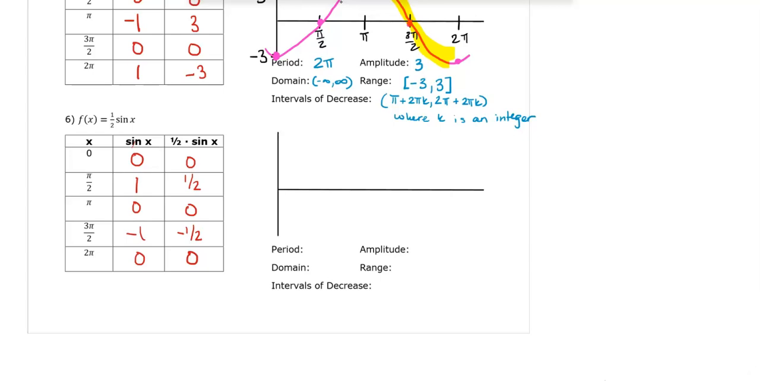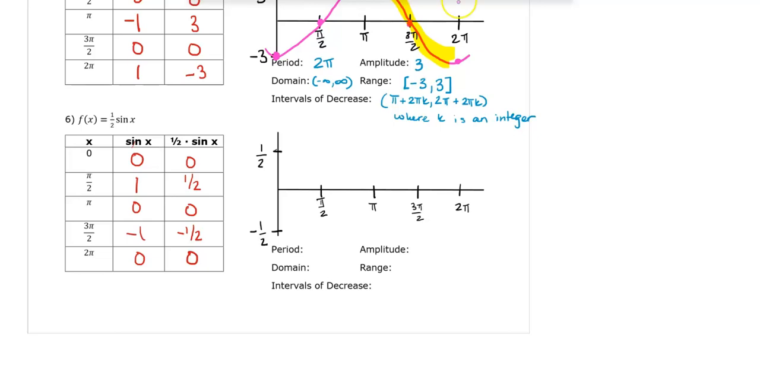And so now I can see that that highest number I'm going to need is 1/2, and the lowest number I'm going to need is -1/2. So I've got 1/2, -1/2. And so I'm going to go ahead and label this x-axis pi over 2, pi, 3 pi over 2, and 2 pi.